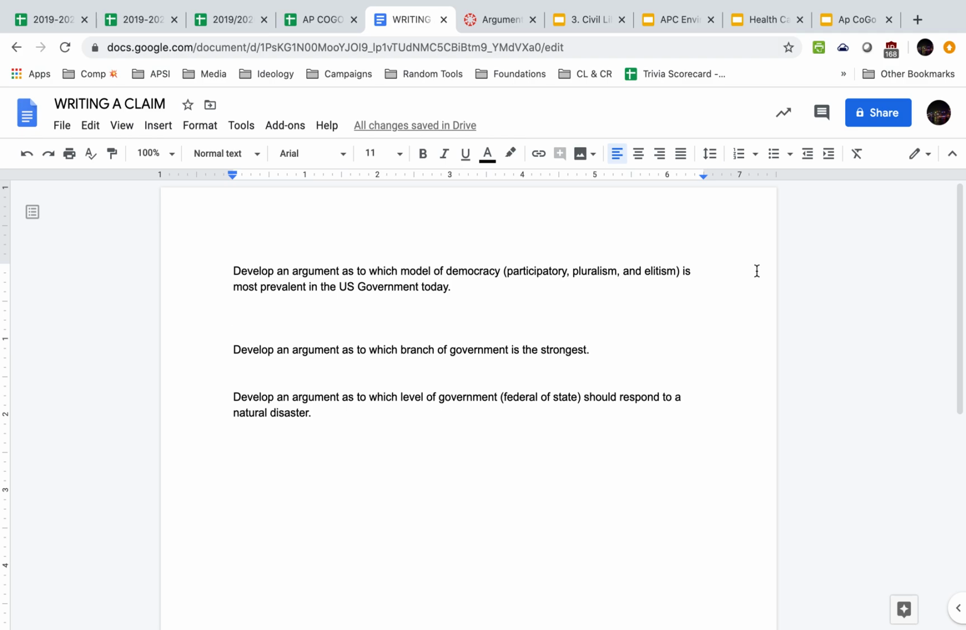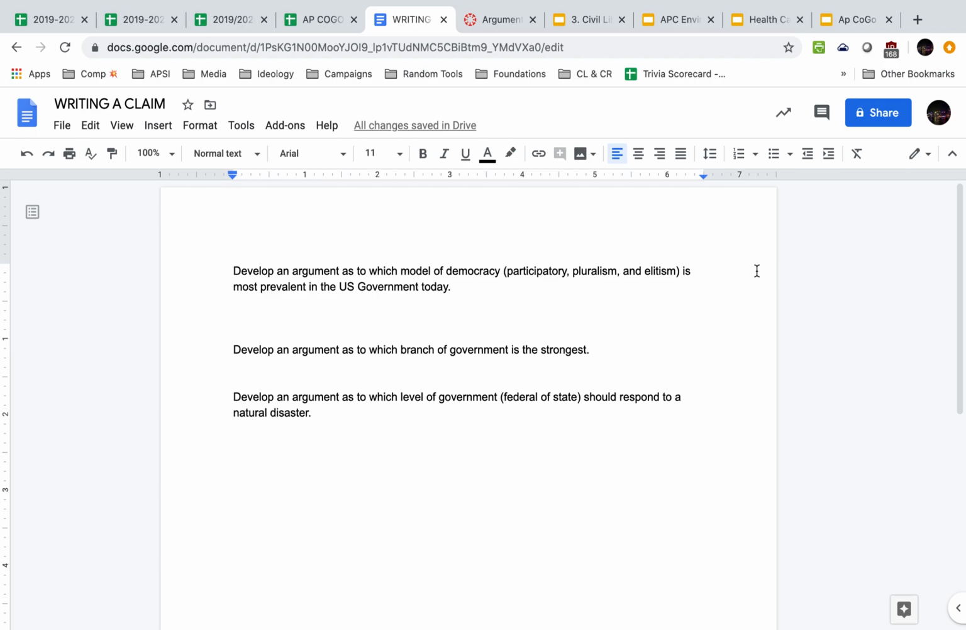First question I have here is develop an argument as to which model of democracy, participatory, pluralism, and elitism, is most prevalent in the US government today. Now, this might make a good argumentative essay. And what we have here is a prompt that you can choose any direction you want to go with it. You can argue participatory, you can argue pluralism, you can argue elitism. And most of the AP Gov tests are built that way, so you can choose your path.